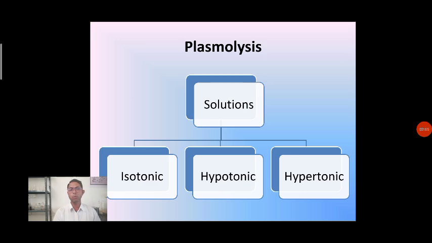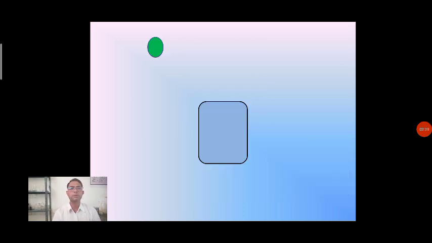So depending on the availability of solution, there will be 3 different conditions that we call isotonic solution, hypotonic solution, and hypertonic solution. These are the 3 different solutions based on the availability of their pH, or related to the pH.